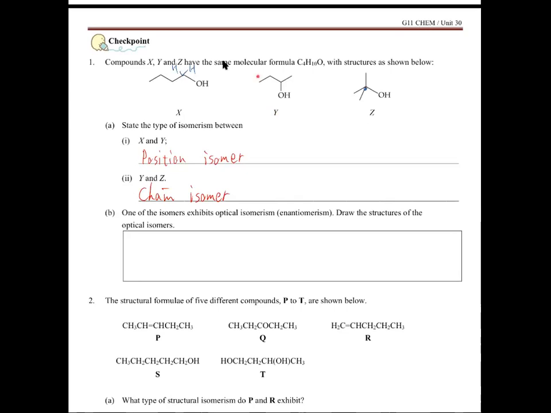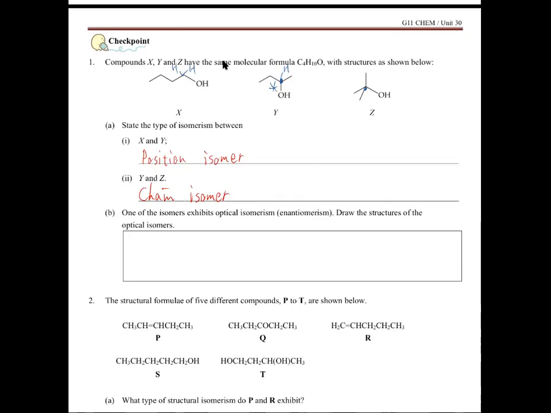Which carbon on Y is the chiral carbon? It might be this one, because for now it is bonded to 3 different groups. We have the OH group, the methyl group, the ethyl group, and the remaining one should be a hydrogen here. So this one is actually the chiral carbon, so you can put a star to remind yourself.